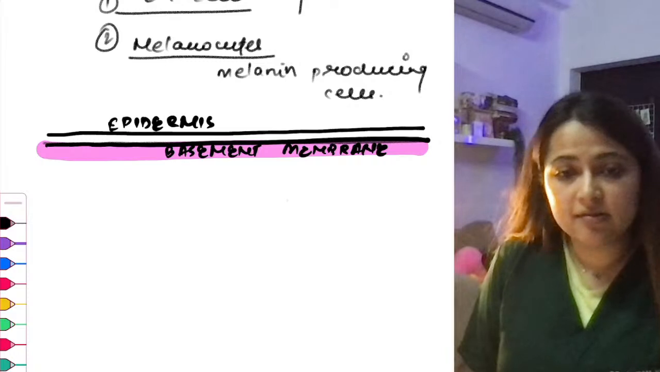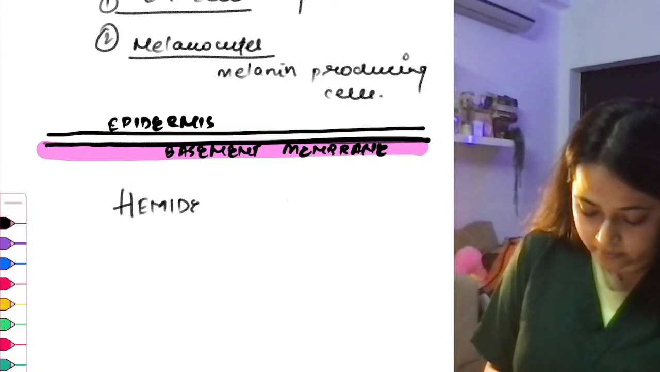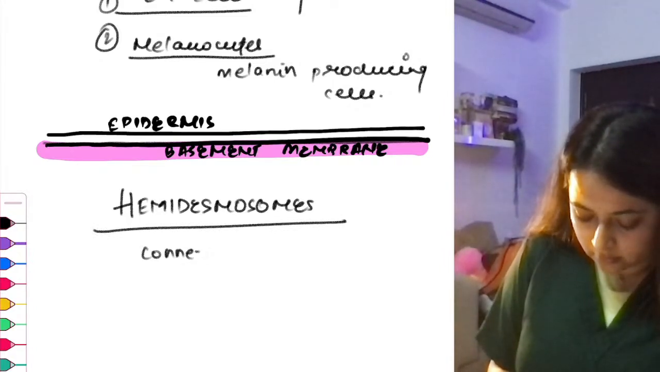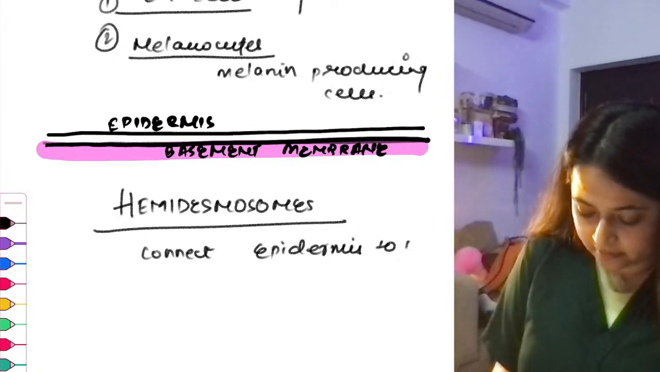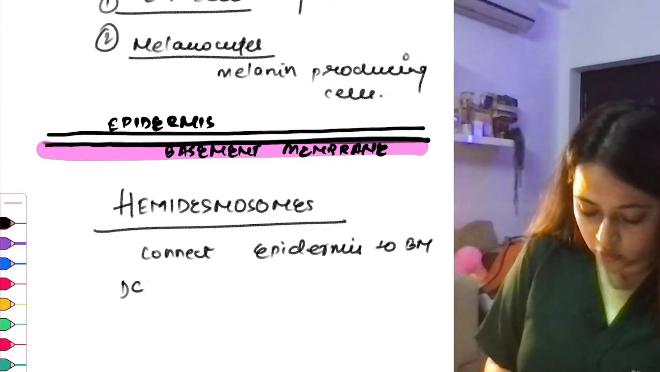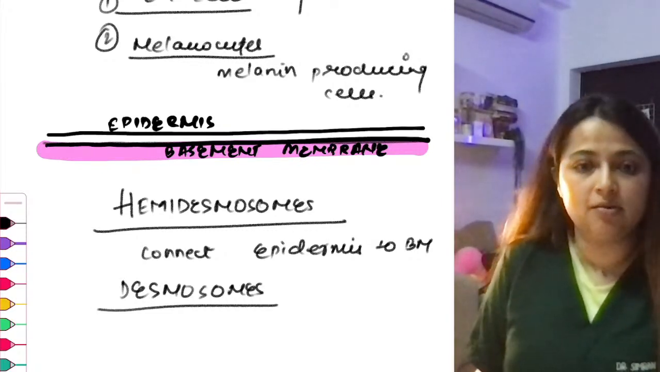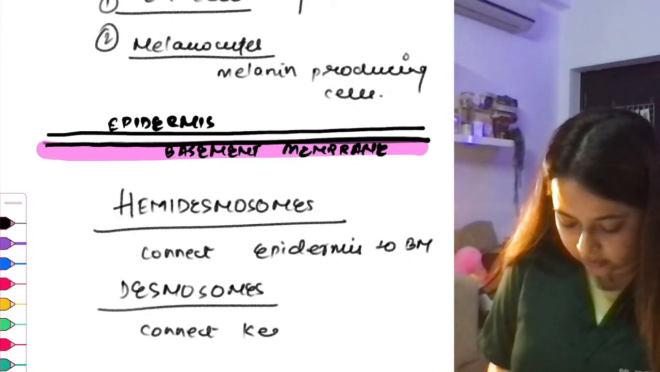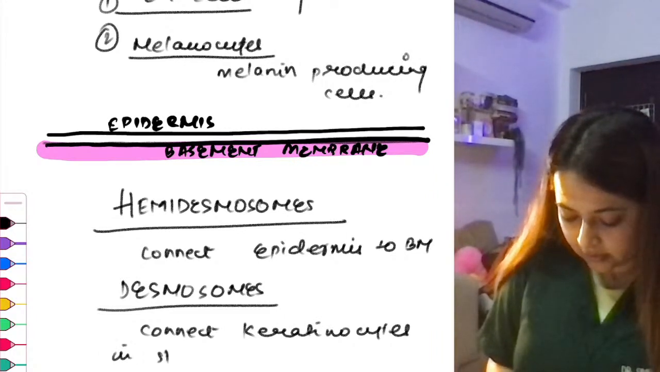The answer to this question is hemidesmosomes. Hemidesmosomes connect the epidermis to the basement membrane. Similarly, desmosomes connect the keratinocytes in the stratum spinosum. This concept should be clear, only then you will be able to understand Pemphigus vulgaris and bullous pemphigoid.